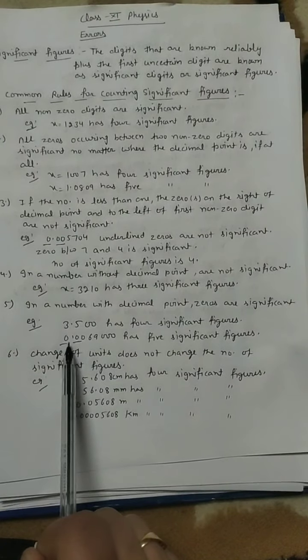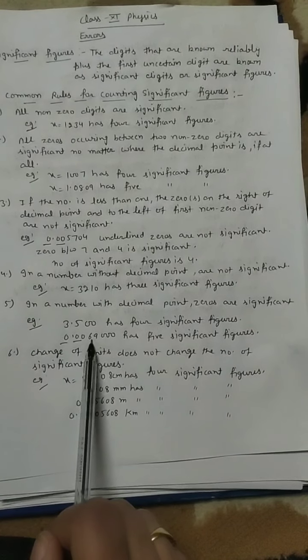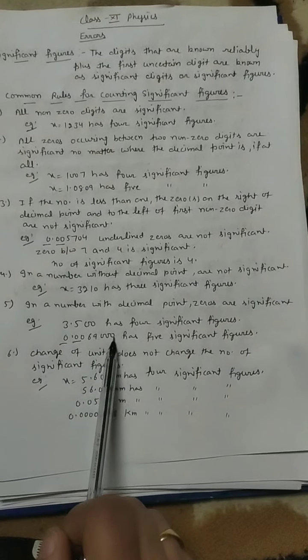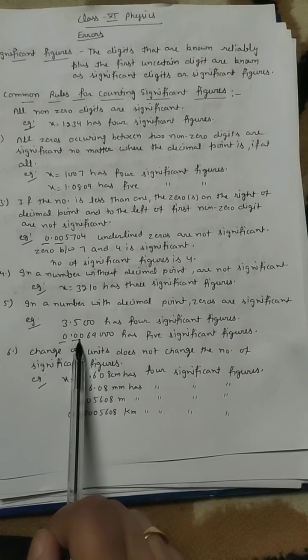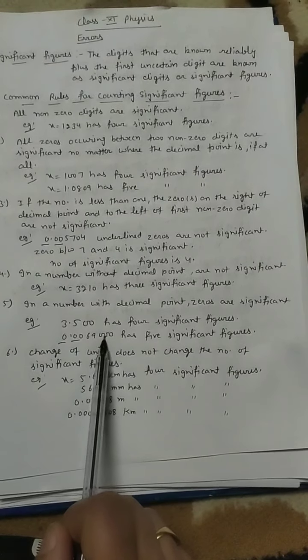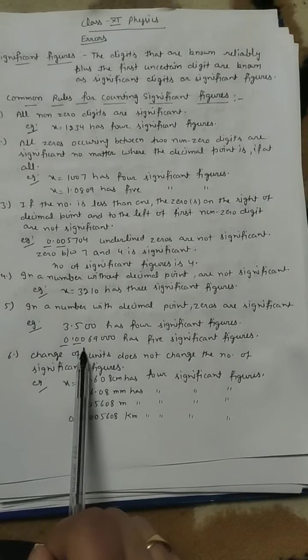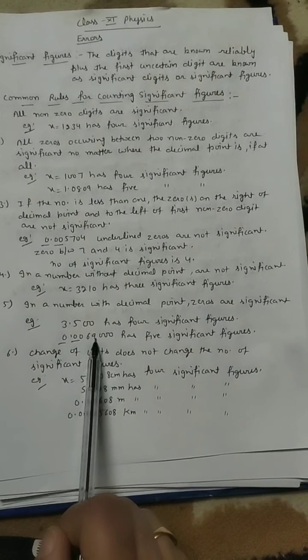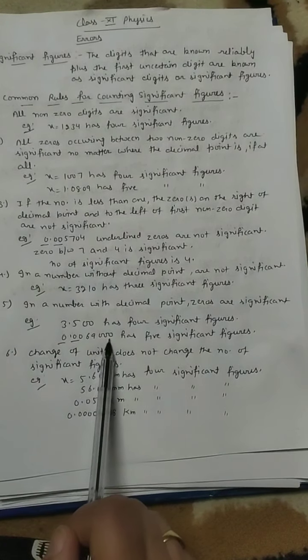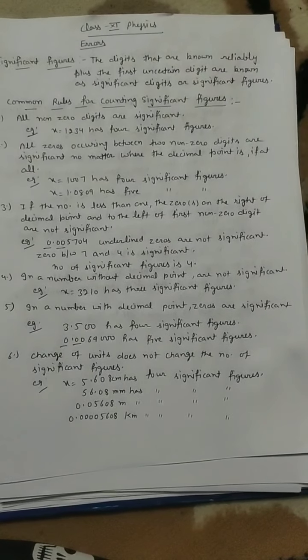The next example we can consider is 0.0069000. The leading zeros are the non-significant figures and the trailing zeros we consider significant. So in the number 69000, it has five significant figures.